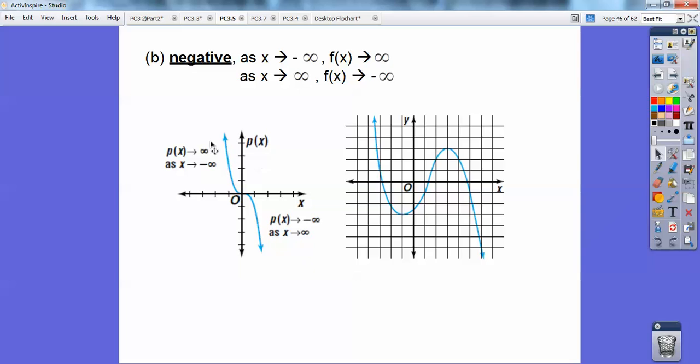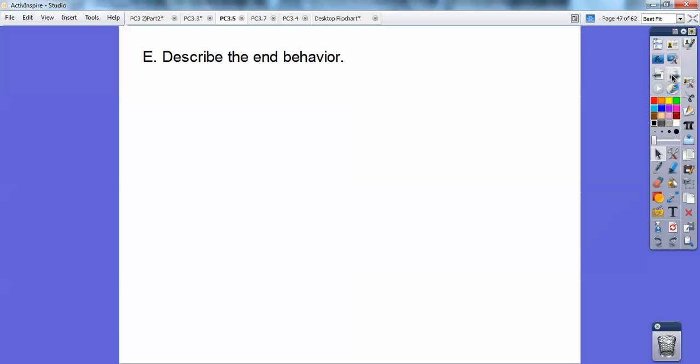And again, think of these like the slope of a line. A negative slope would go like this. Now that's only when it's odd. When it's even, it's the touchdowns or upside down touchdowns, depending on if it's positive or negative. So describe the end behavior.